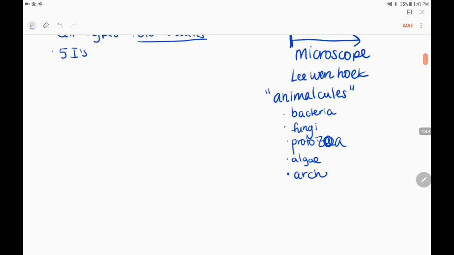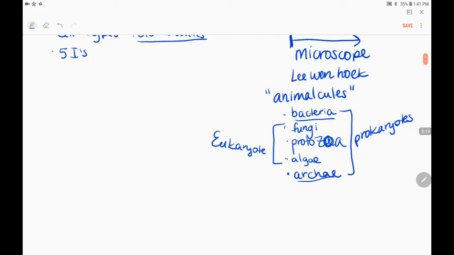So archaea are also single-celled, no nucleus microorganisms that we call prokaryotes, which includes the bacteria and the archaea. Those are our prokaryotes. And then these guys are our eukaryotes. So you are a eukaryote. They have a nucleus and organelles. They are large. And there's several other differences as well.